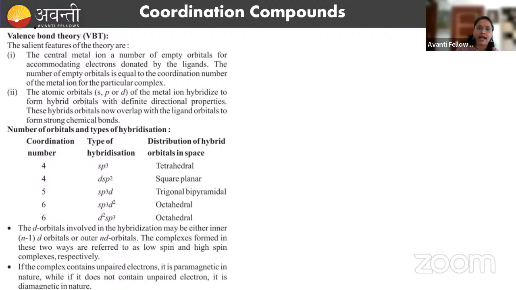So here the metal ion is the central metal ion. A number of empty orbitals it contains. So central metal atom के पास क्या है? They have some empty orbitals in them, in order to accommodate the electrons which are donated by the ligands. Metal atom has certain orbitals, empty orbitals. They should have the empty orbitals in that.